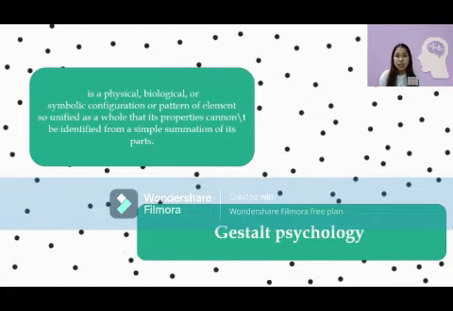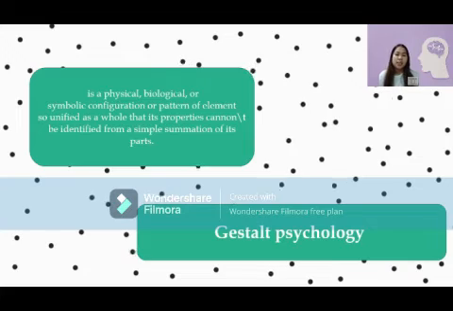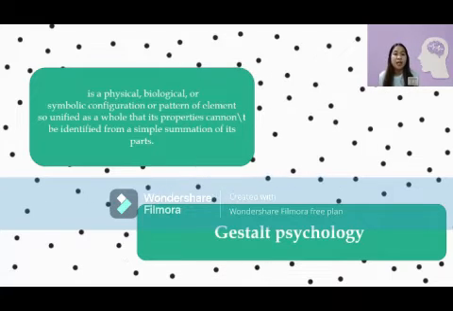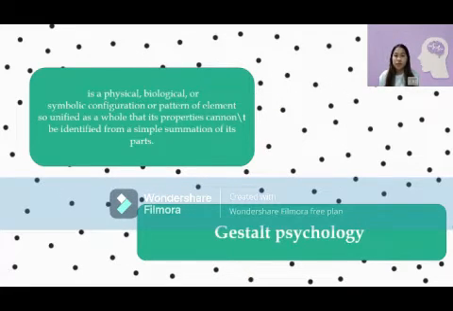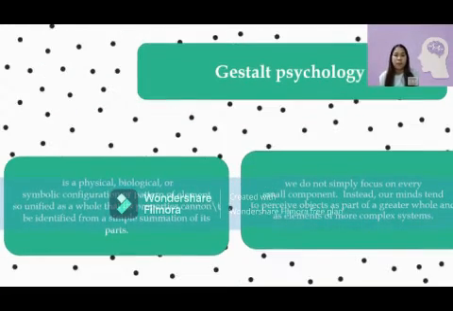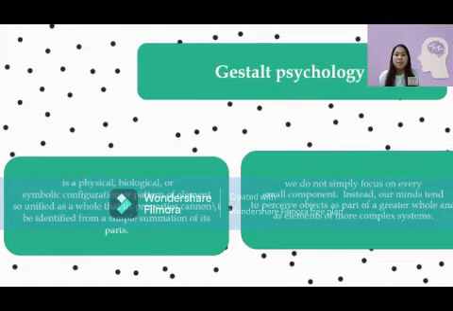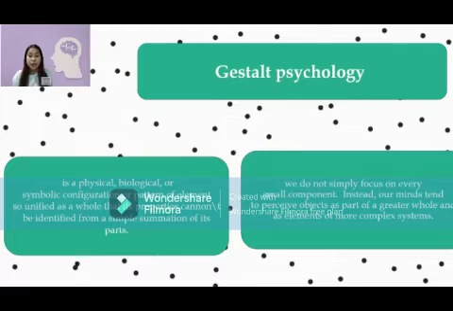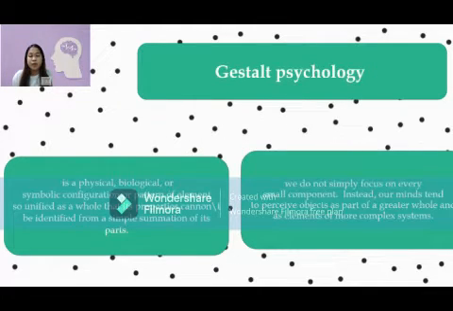All about the Gestalt psychology. Gestalt by definition is a physical, biological, or symbolic configuration or pattern of elements, so unified as a whole that its properties cannot be identified from a simple summation of its parts. So we do not simply focus on every small component. Instead, our minds tend to perceive objects as a part of a greater whole and as elements of a more complex system.